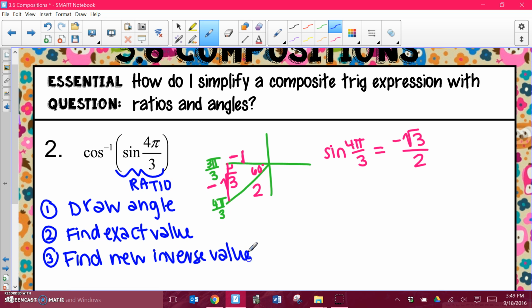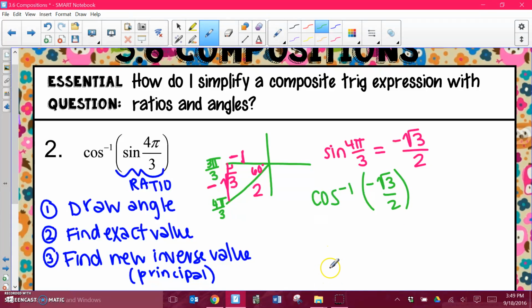Okay, and when you're finding an inverse value, you're going to be looking for a principal inverse value. Since they didn't give you a range to go through like 0 to 2 pi, you're just going to find the one answer, that principal inverse value. So since I have all this done, I'm actually going to be finding the inverse cosine. Sine of 4 pi over 3 is the negative square root of 3 over 2.